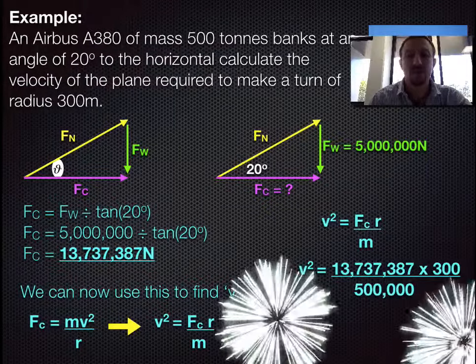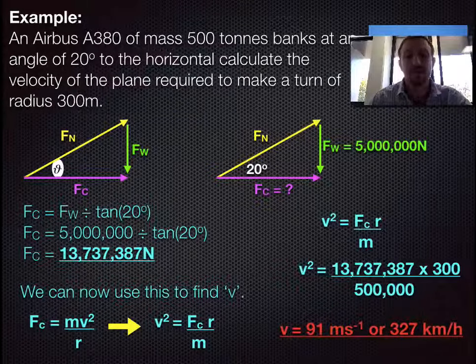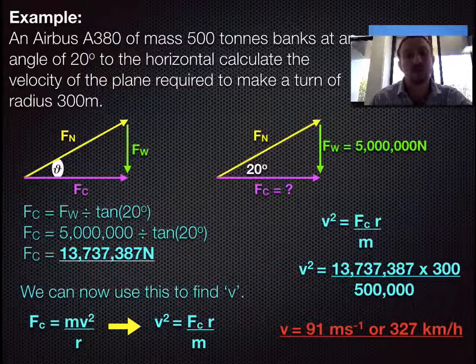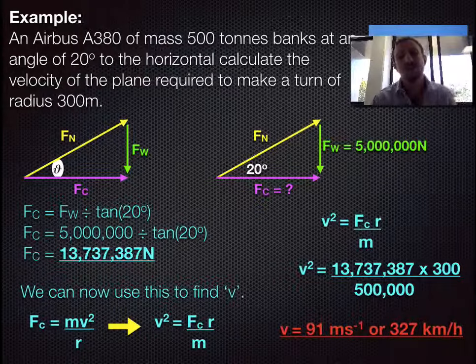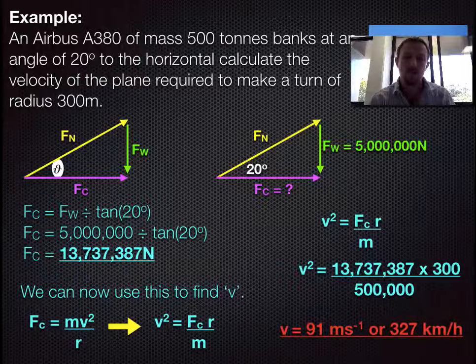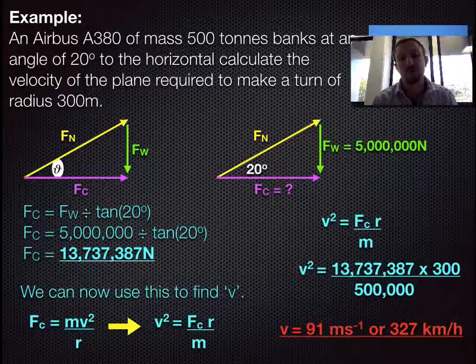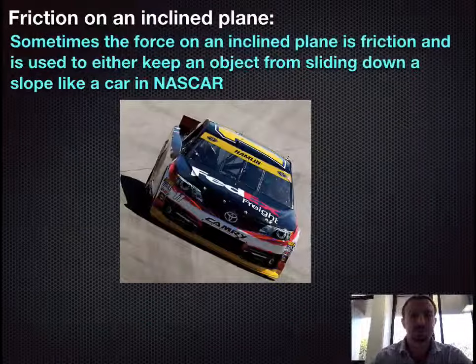So I can substitute that in, and when I square root it, I get 91 meters per second, or 327 kilometers per hour. So that just gives you a rough idea as to how we can utilize our force diagrams on an inclined plane and use centripetal force to basically work out an unknown.